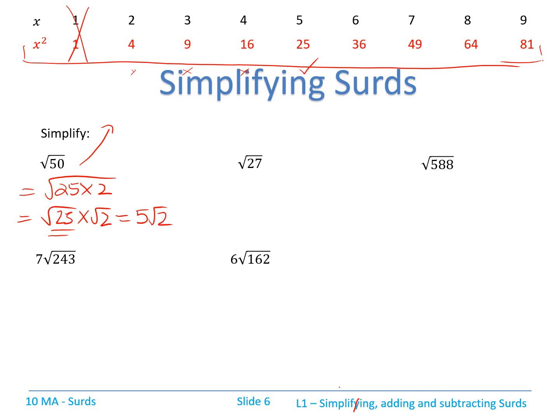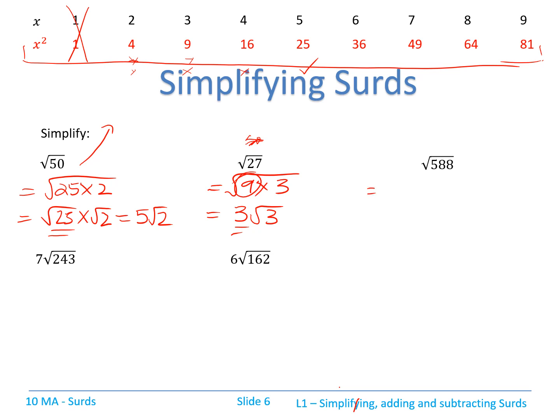Same here, 27. Now, when you look for the perfect squares, you only ever go to the halfway mark. So here, the most I would go up to is 13.5. So I go, okay, does 4 go into it? No. Does 9 go into it? Yes. I wouldn't go any higher because I know 9 goes into it and 16 won't. So it's a factor. So I'll say 9 times 3. Now we know the square root of 9 is 3. So it becomes 3 root 3. Here, the square root of 9 is 3, and then I've got root 3 still under the square root.